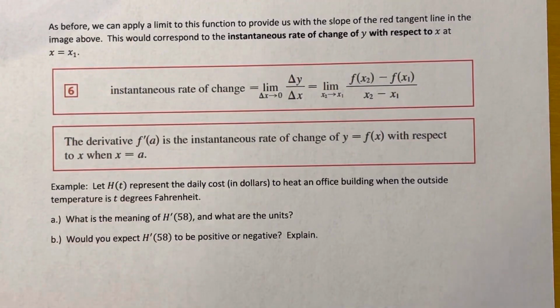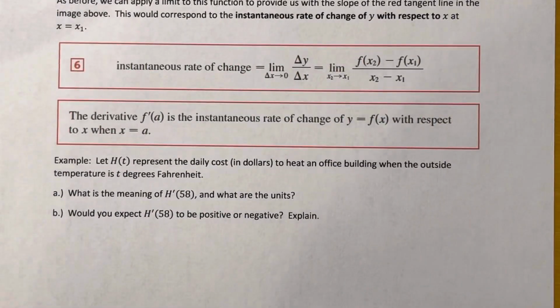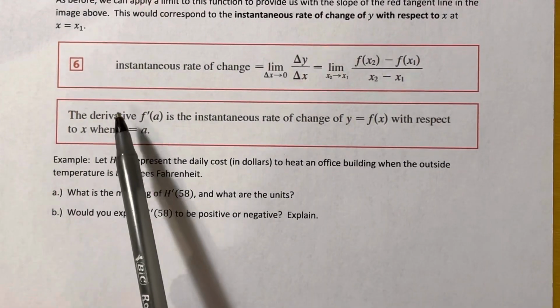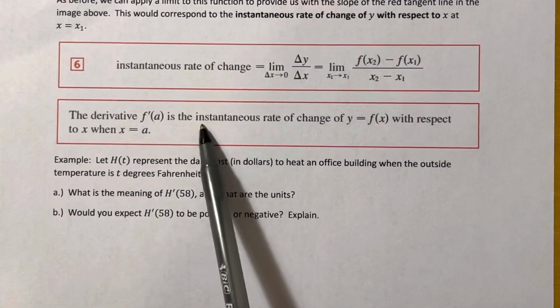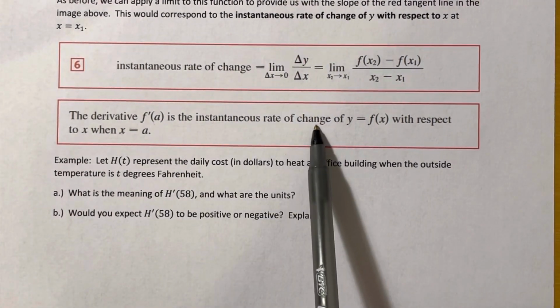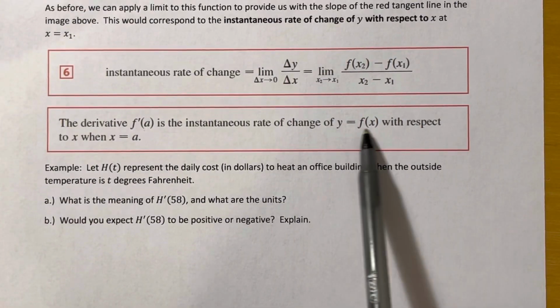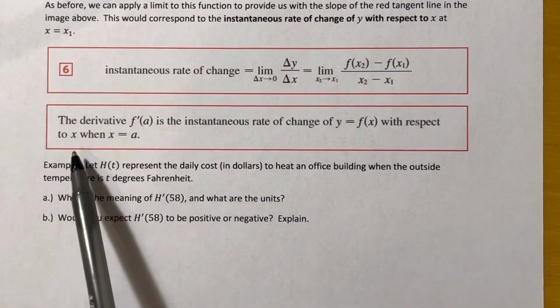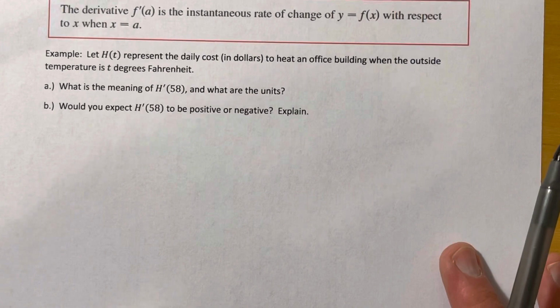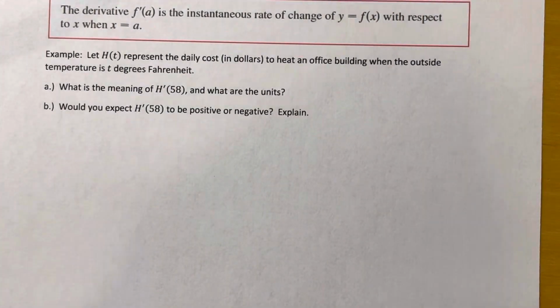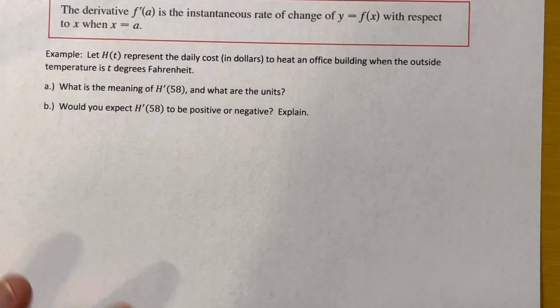And really, this is just an alternative definition of the derivative, which, again, we had another definition for, which we could also use. So to summarize that, the derivative f prime of a is the instantaneous rate of change in y, which is defined by this function, with respect to x when x is equal to a.